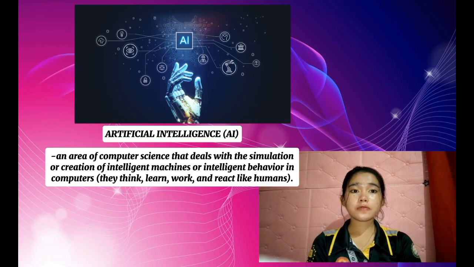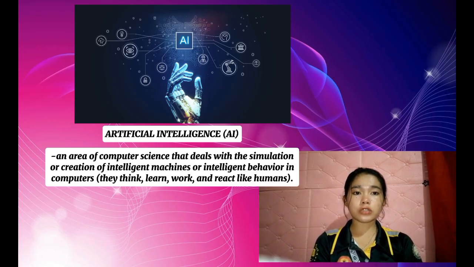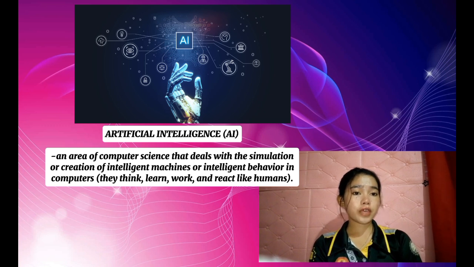Now, let's explore artificial intelligence, or AI. AI is an area of computer science that deals with the simulation or creation of intelligent machines or intelligent behavior in computers. They think, learn, work, and act like humans.